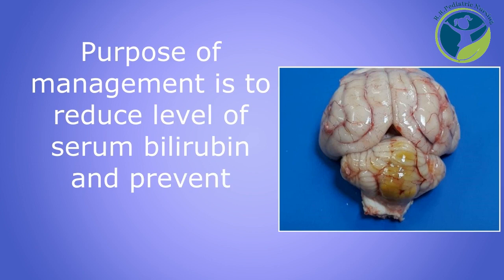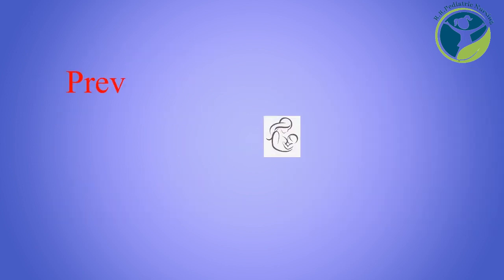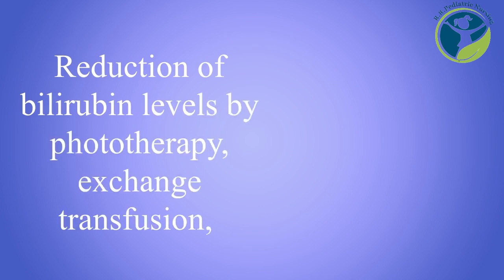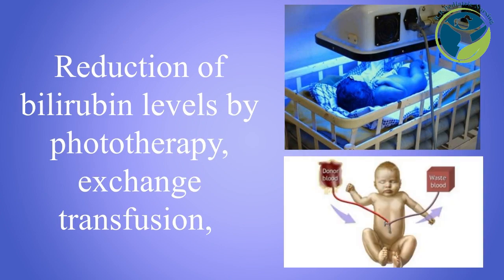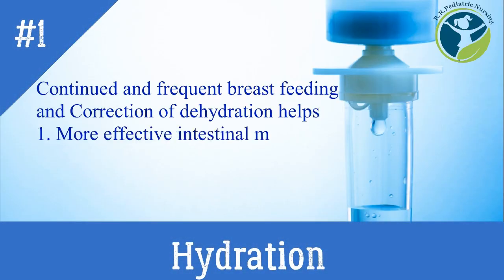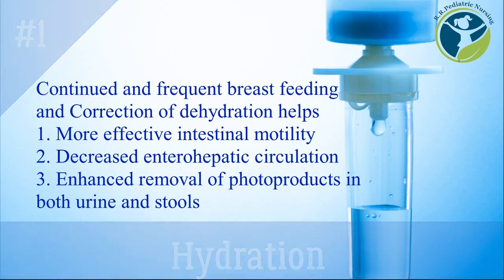The purpose of management is to reduce the level of serum bilirubin and prevent bilirubin toxicity: prevention of hyperbilirubinemia by early feeds, adequate hydration, reduction of bilirubin levels, phototherapy, exchange transfusion. Continued and frequent breastfeeding and correction of dehydration helps. More effective intestinal motility. Decreased intrahepatic circulation. Enhanced removal of photoproducts in both urine and stools.